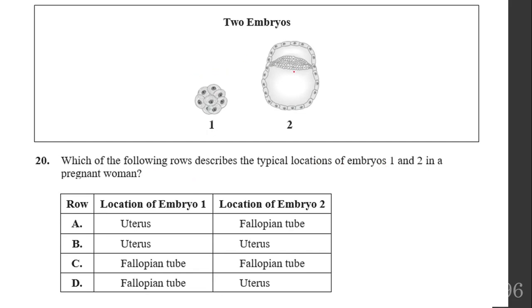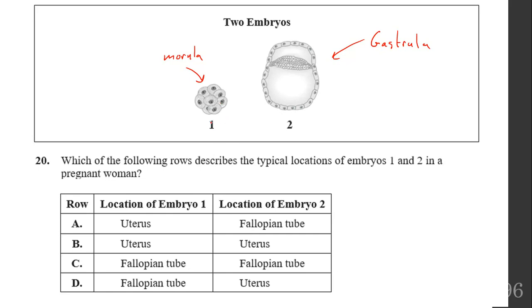So if we take a look at these two embryos, embryo number 1, this is what we call a morula. Okay, and this one right here, this shows a hollow ball of cells, and it shows differentiation. So we have an outer layer of cells, and we have this inner kind of flattened disc. What this embryo is called at this point is a gastrula. Okay? Now, where would these structures appear?